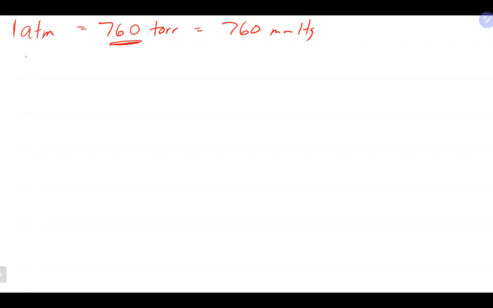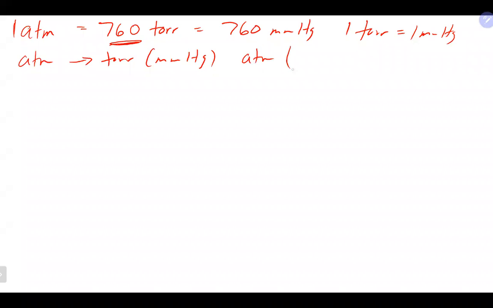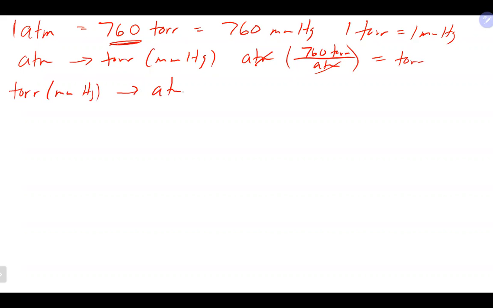So again, if you do have atmospheres and you want torr or millimeters of mercury, and a torr and a millimeter of mercury are basically a 1-to-1 conversion, so they're basically the same thing, we are going to multiply by the 760. The atmospheres will cancel, will give us torr. And obviously, if you have either torr or millimeters of mercury and you want atmospheres, we're going to divide by the 760 to do that, and that will give us atmospheres.